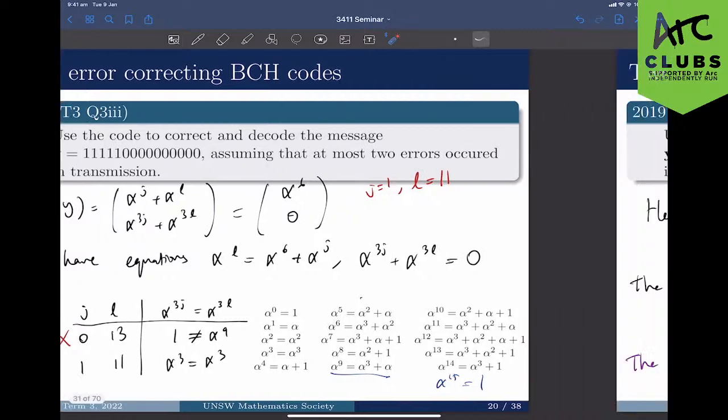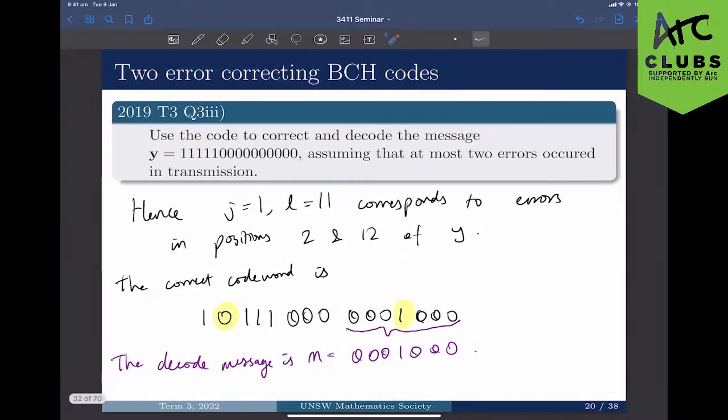Since we found that J is equal to 1 and L is equal to 11, this corresponds to the errors in positions 2 and 12. After you've found these positions, we just have to remember to add 1 to both to find the actual position in the message. So just make sure not to make that kind of silly mistake. And so we fix these positions: this one goes from a 1 to a 0, and this goes from a 0 to a 1. So we have corrected the message.